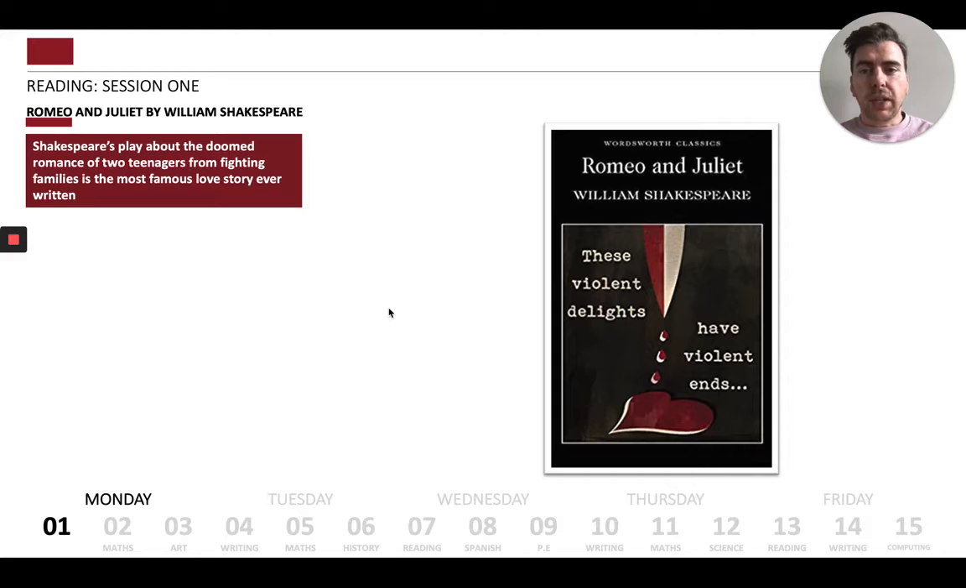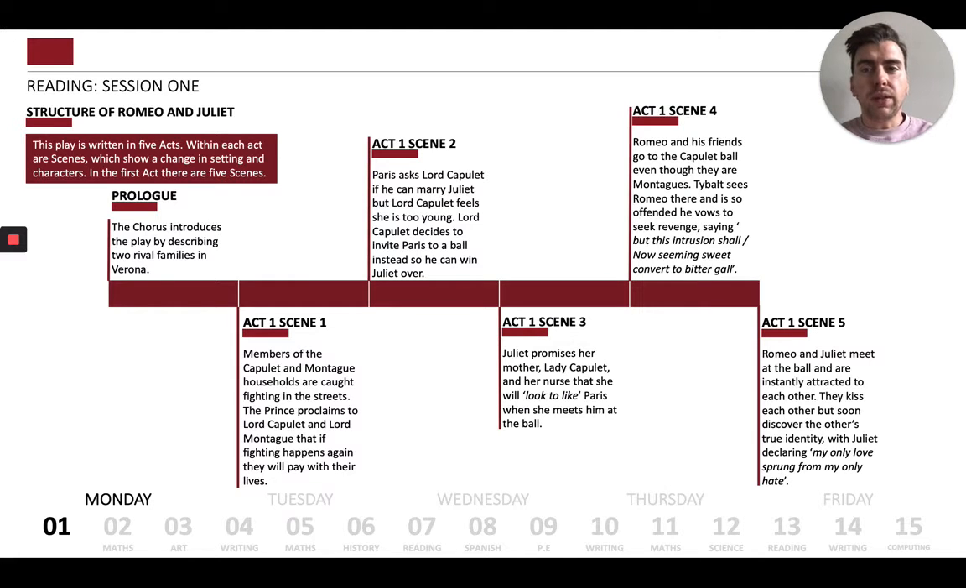Now, each week we are going to have a look at one part of the play. And when we talk about a part of the play, we're talking about acts. So we look at this red box here. It tells us that the play is written in 5 acts. And then within each act are scenes which show a change in setting or characters. And in the first act, there are 5 scenes. Now that number 5 keeps popping up. You'll notice it again later.